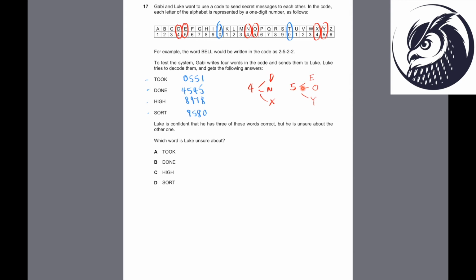And just for an example, we already know 45 could actually mean another word like node. So 4 could also mean N, 5 can mean O still, 4 can then mean D, and 5 can then mean E. And node is another word that could be translated from the code of 4545. And so therefore, on the test day itself, with the time pressure, you will have to make a logical deduction here, and it would be that done is the most confusing one to translate, and therefore Luke is going to be the most unsure about that one.